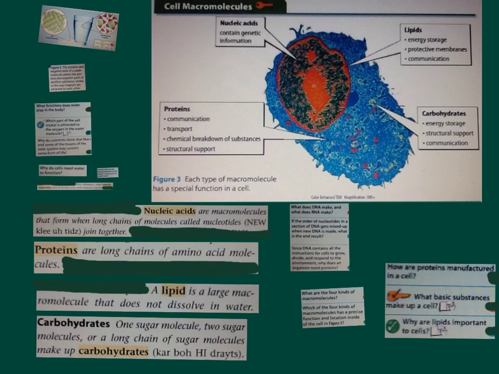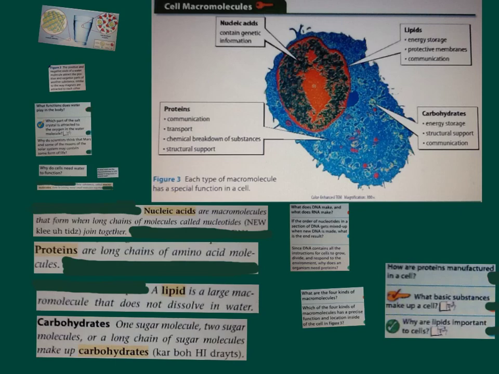Macromolecules. Although water is essential for life, all cells contain other substances that enable them to function. Recall that macromolecules are large molecules that form when smaller molecules join together. As shown in Figure 3, there are 4 types of macromolecules in cells: nucleic acids, proteins, lipids, and carbohydrates. Each type of macromolecule has unique functions in a cell. These functions range from growth and communication to movement and storage.